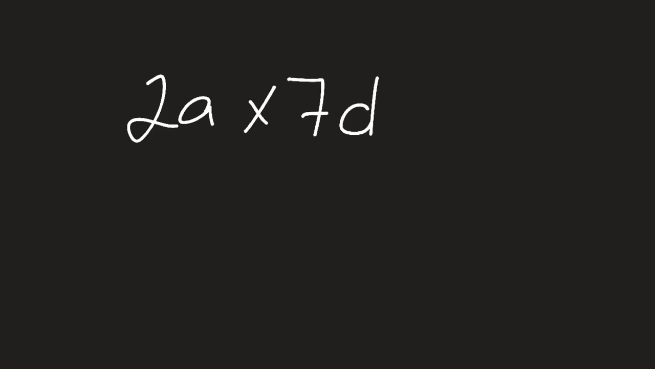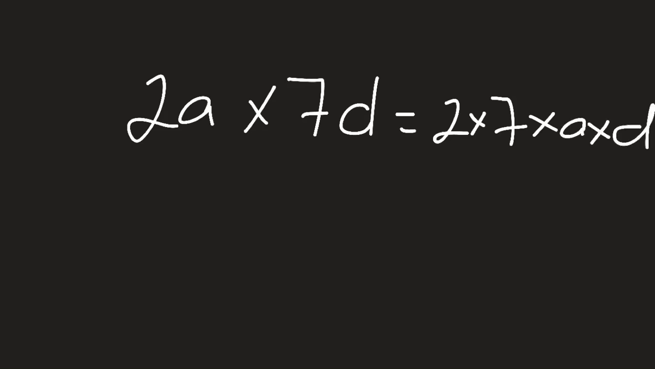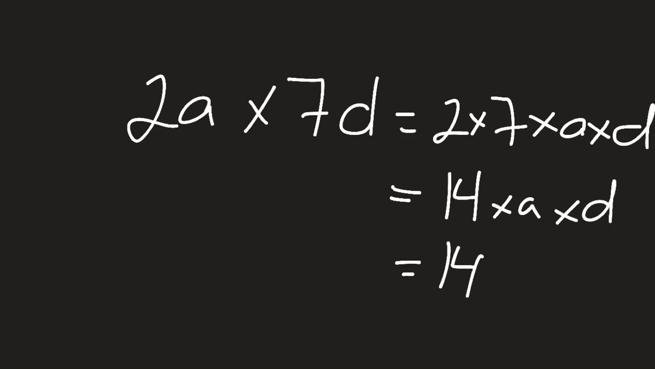Another example of this, if I were to give you 2a times 7d, again, 2 times 7 times a times d would be how we would do this. 2 times 7 is 14, and you could then go times a times d, but you can really skip that step and just write it as 14ad.